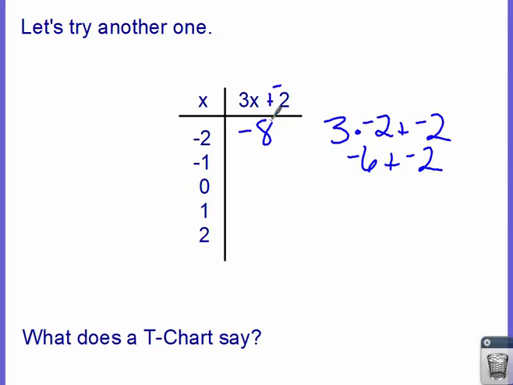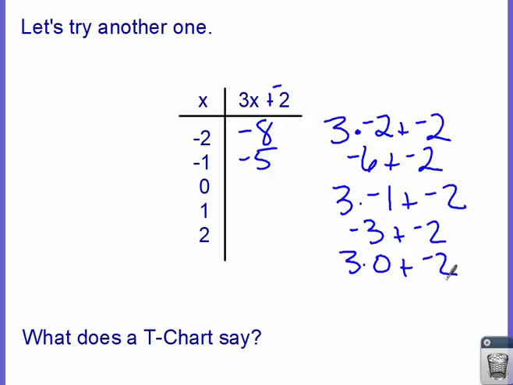Then I change my x value to negative 1. So 3 times negative 1 plus negative 2. Well, 3 times negative 1 is negative 3, plus negative 2 gives me negative 5. And then I do one more with a 0. 3 times 0 plus negative 2. Well, 3 times 0 is 0, plus negative 2 gives me negative 2.